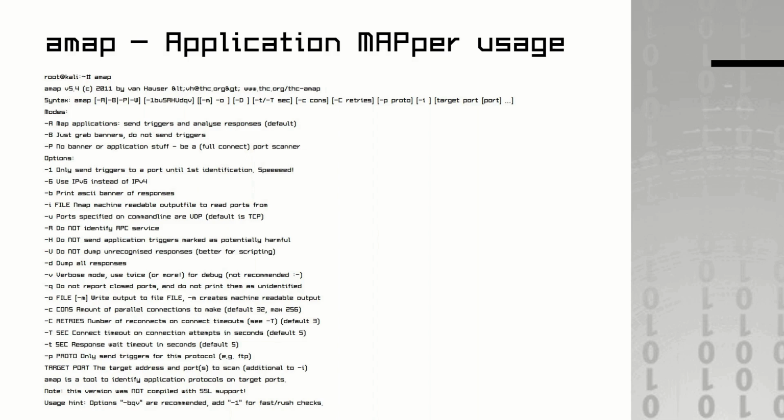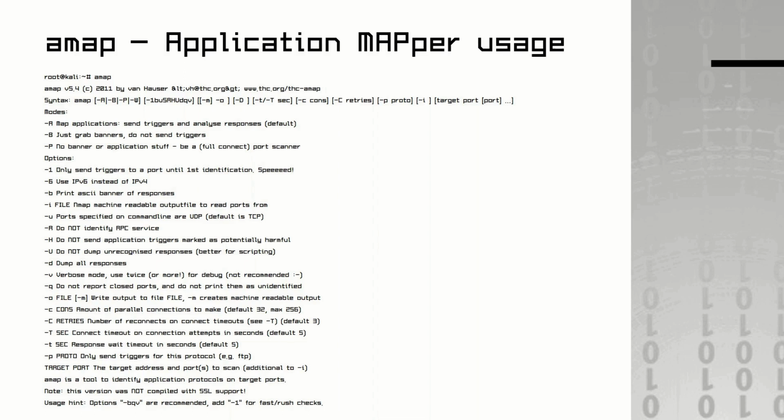As you can see at the very bottom, it has written the target address, the target port, and the ports to scan in addition to hyphen i. Amap is a tool to identify the application protocols on target ports. Now, this is a version which is not compiled with SSL support also. And here they have given the usage hints.